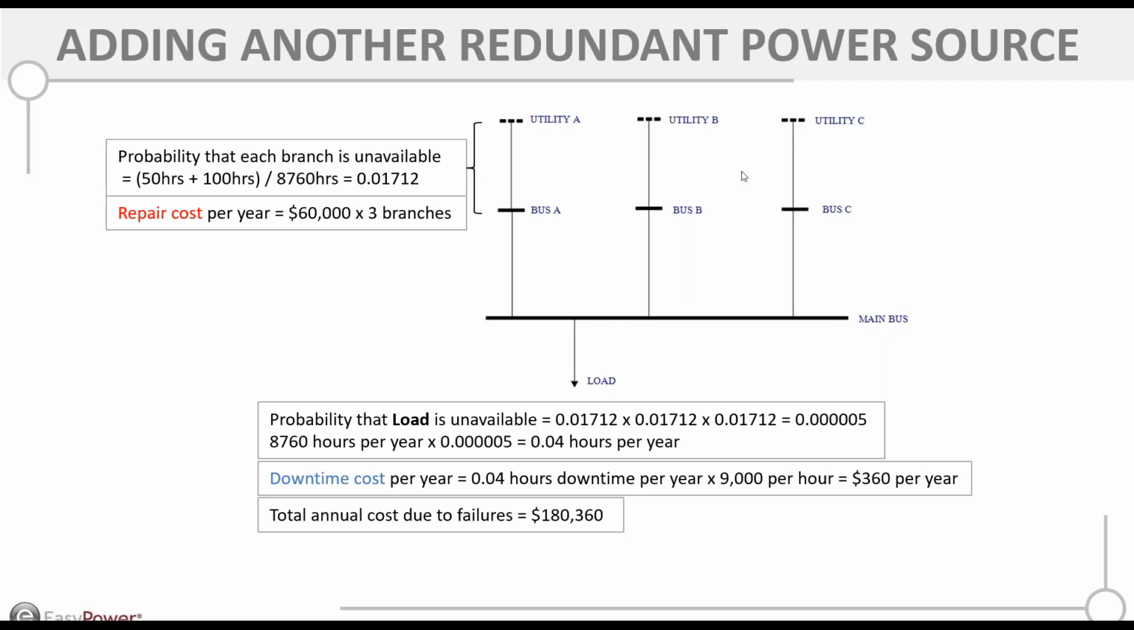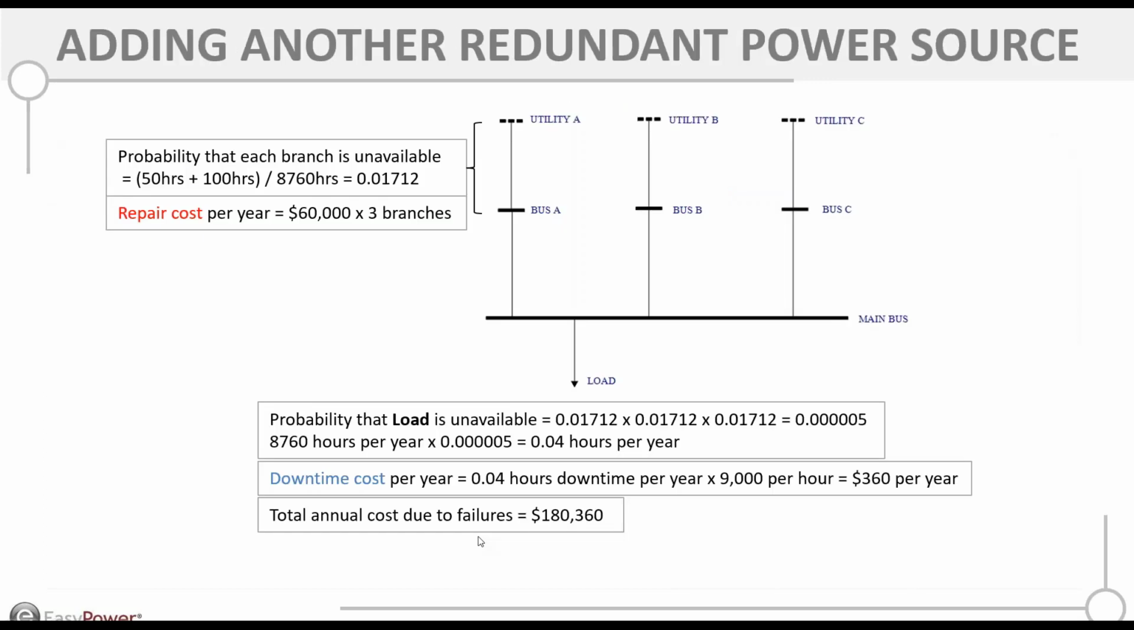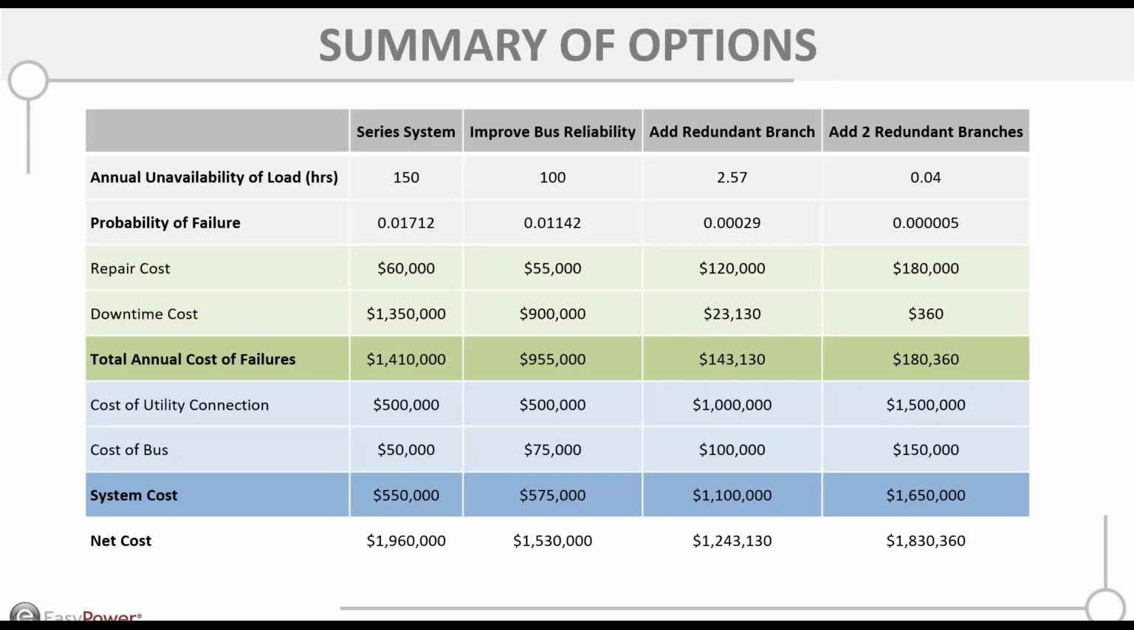So when this one fails, this one kicks in. When this one fails, this one kicks in. The downtime cost now, due to the lost productivity of that load being down, is 360 bucks a year. Pretty minimal. But remember, I've added an additional 2 branches, so I have to factor in the repair cost of those 2 branches. So 180 grand a year versus 143 grand a year for this scenario. So a little worse.